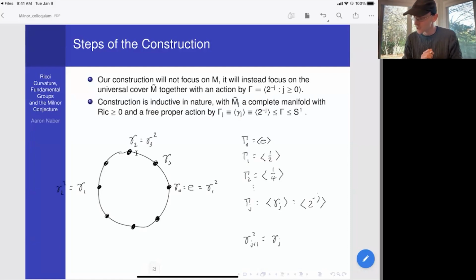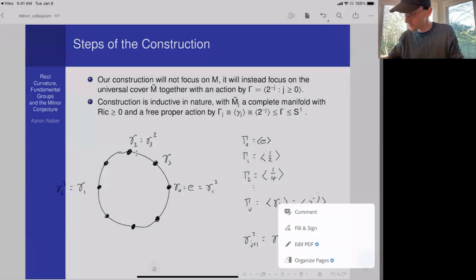So the construction is the following. Some of these pictures will appear and disappear several times, so it's inductive in nature. For each j, I'm going to want to build some M_j or M_j tilde, which will be a complete manifold with non-negative Ricci curvature, and it's going to have a free and proper action by capital Gamma_j, which will be a finite group. So capital Gamma_j should be a nested sequence of groups. Let's draw a picture real quick if I can.